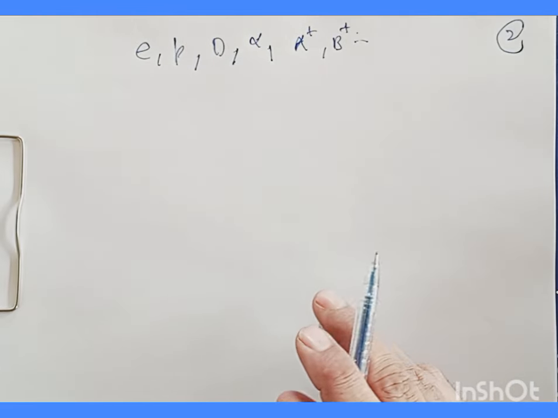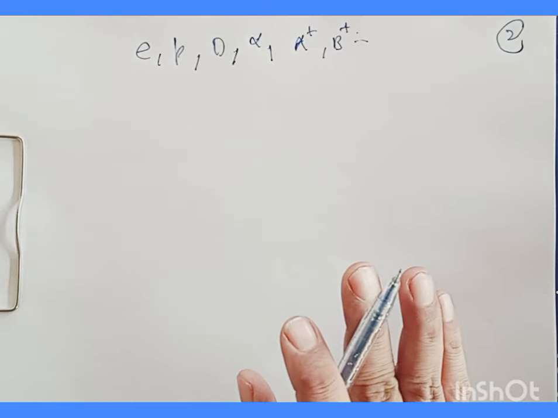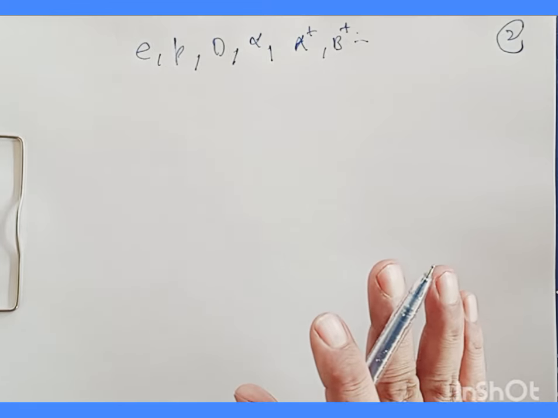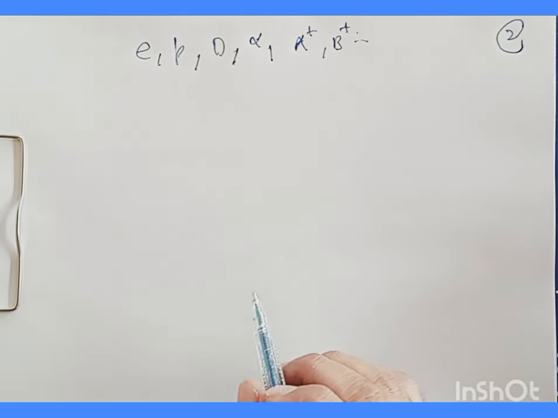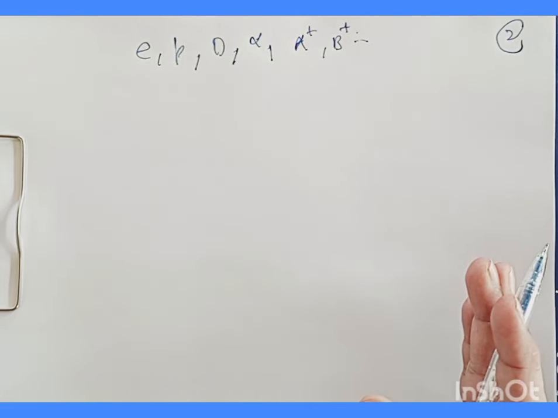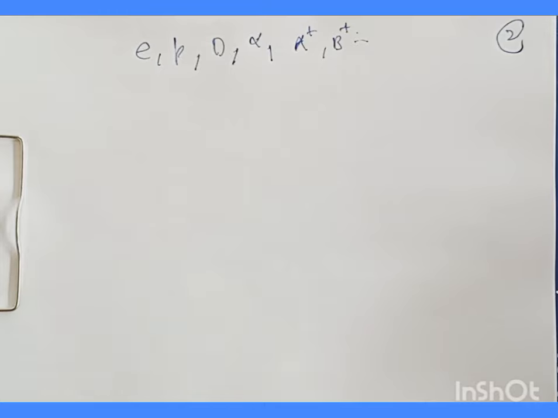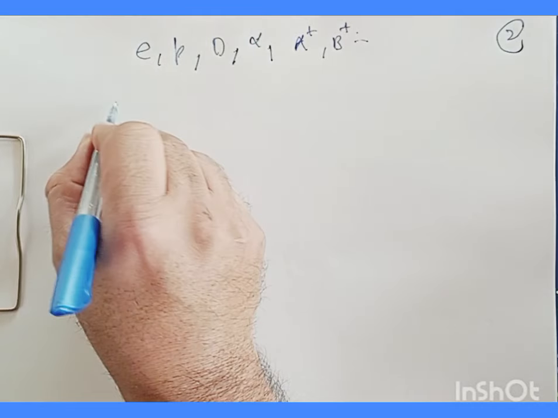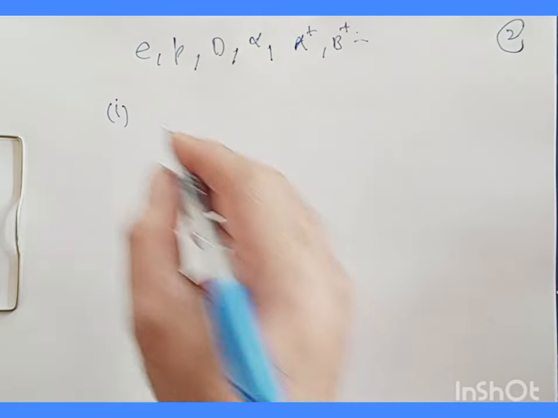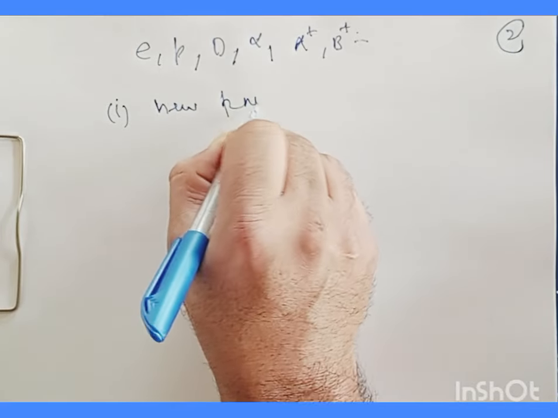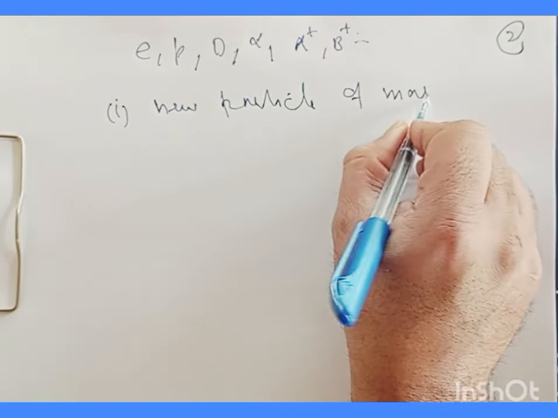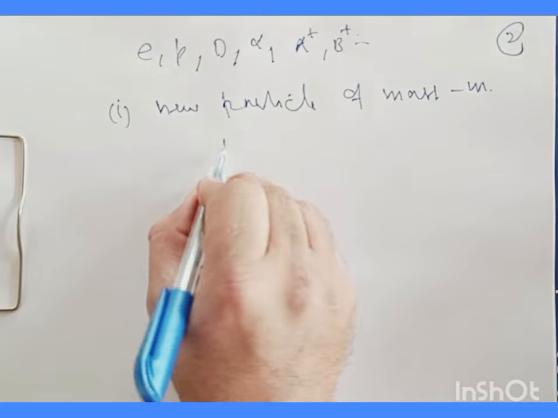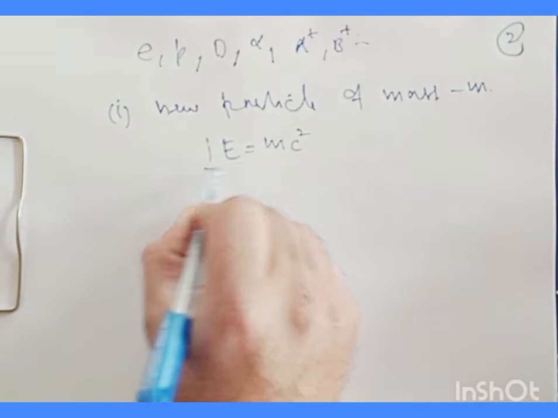So, if we talk about the necessity of a particle accelerator in nuclear physics, why we need these particle accelerators only in the context of physics, apart from having tremendous applications in other fields like medical science and other domains. Now, the very first aim is to create a new particle of mass M. And we need at least an energy. Now, what should be that energy? That should be given by E is equal to mc squared.